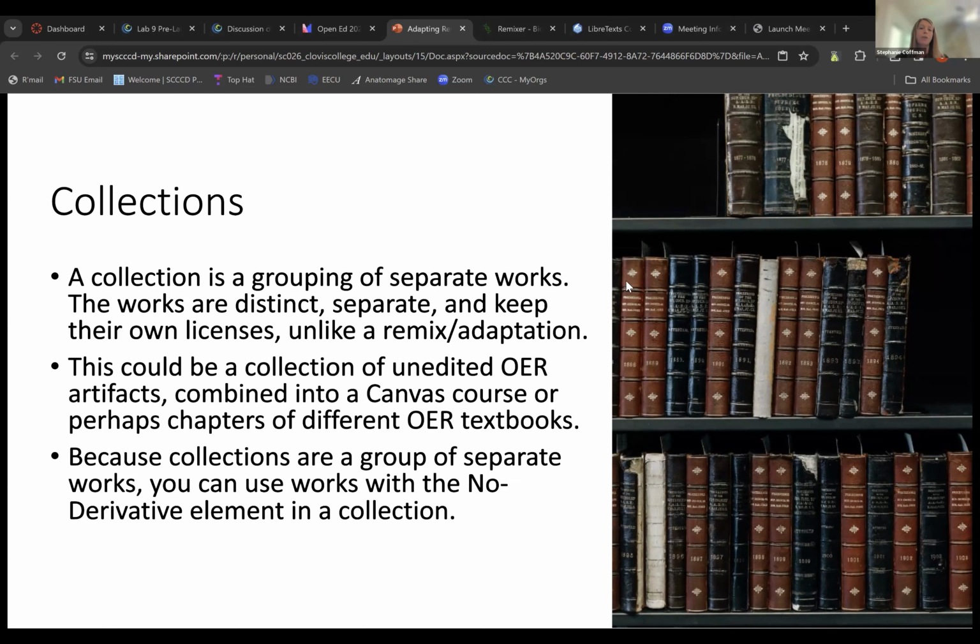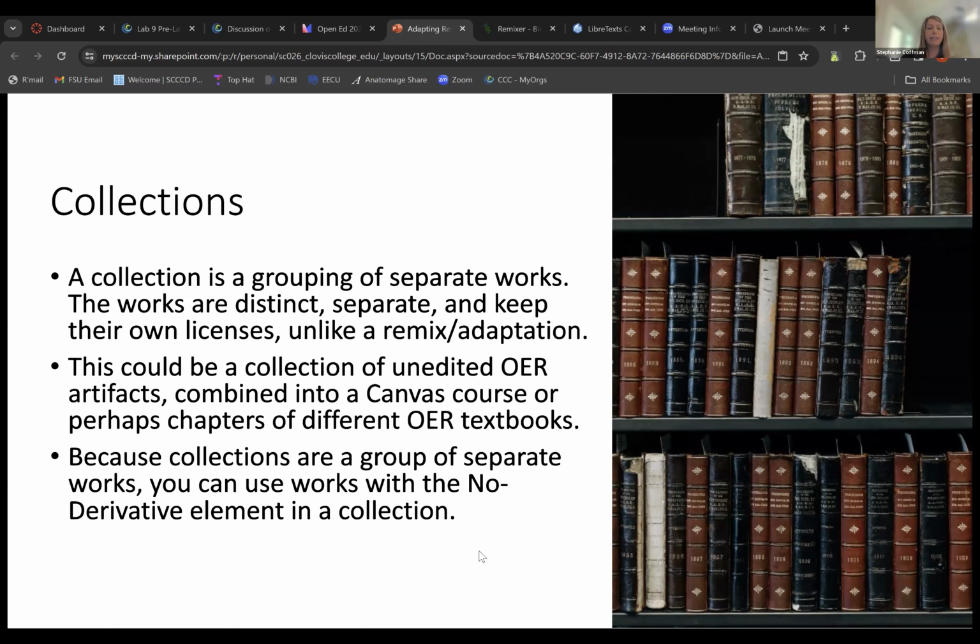So a collection is just a group of works that are all separate. You're not remixing them to make them all together and cohesive. You're not smashing them together. Instead, each work is going to have its own author and its own license. You're not really editing them, and each one will be unique. And you're just putting them together in some format. Either you could be putting them all together into a Canvas course in a module, you could be putting them together into an actual textbook if you want to, or into a giant PDF or something like that. But each work inside of it will have its own.